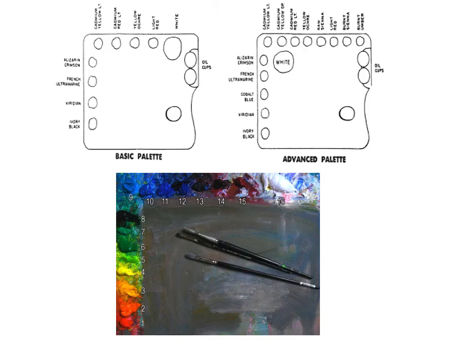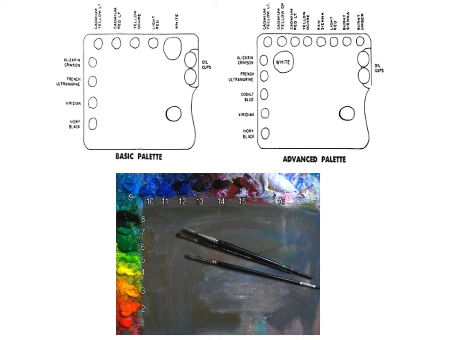Last thing I want to talk about is the palette. Each one of you is going to have your own palette. As I mentioned before, you should have a glass palette. It's very important for the oil people to use glass, because with any other surface the oil can bleed through.